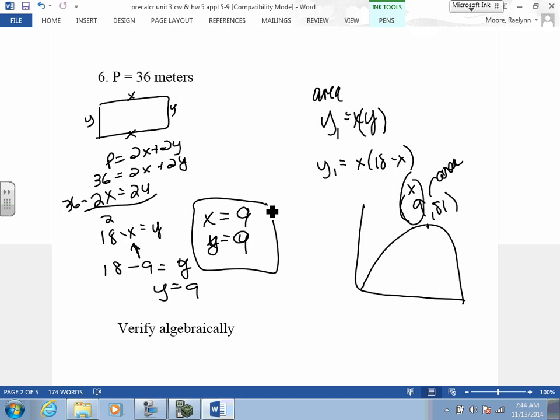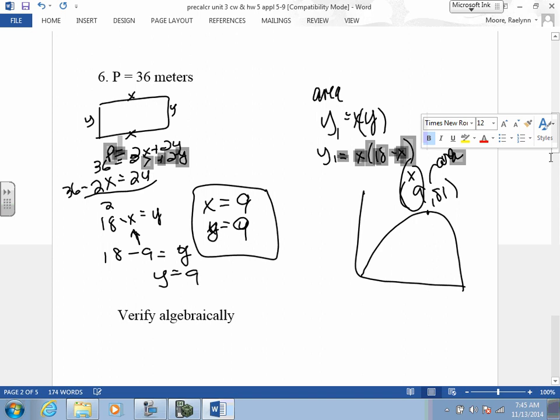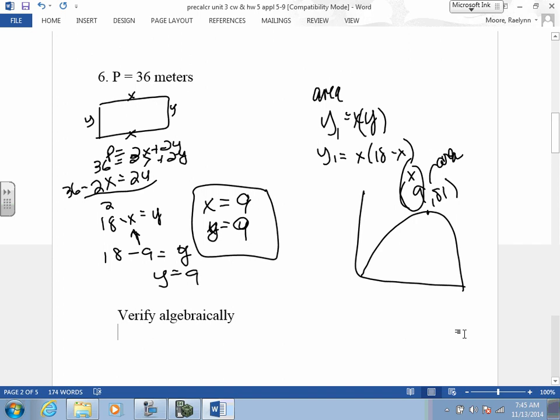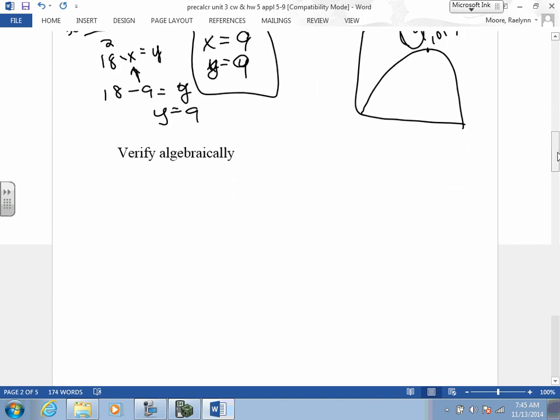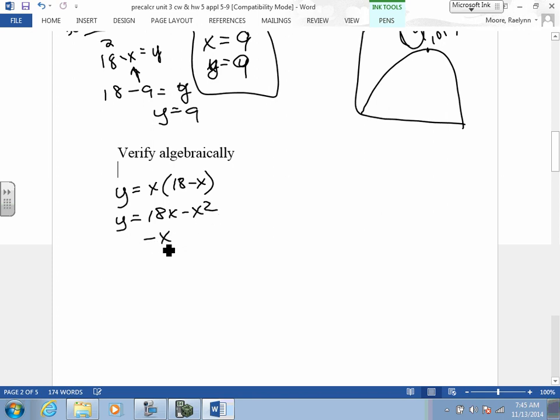Now, let's verify this algebraically. Let's just go through this algebraically. This kind of ties it all together. Take your formula and put it over here, and let's complete the square. Right, let's go through and complete the square. See if we come out with the same vertex that you did using your calculator. So let's distribute. And let's turn this around.